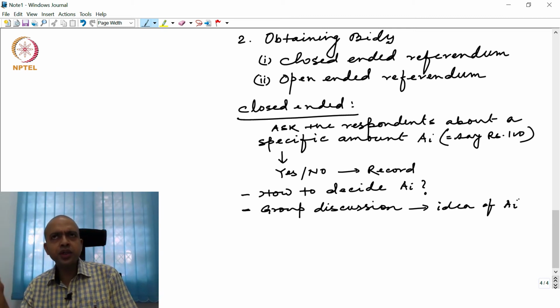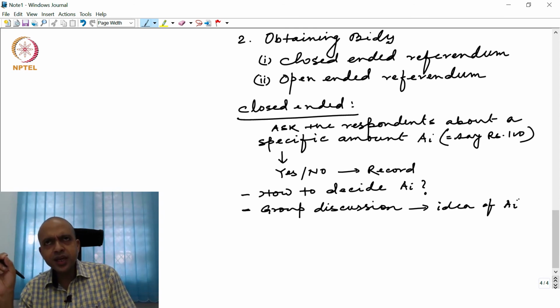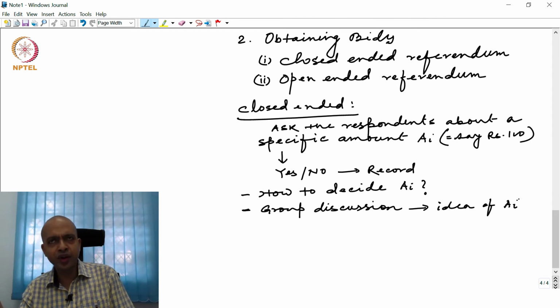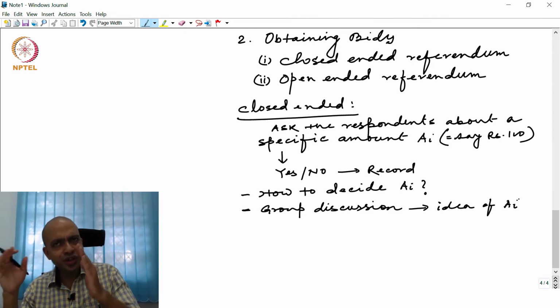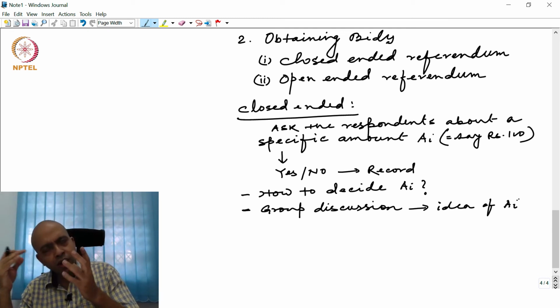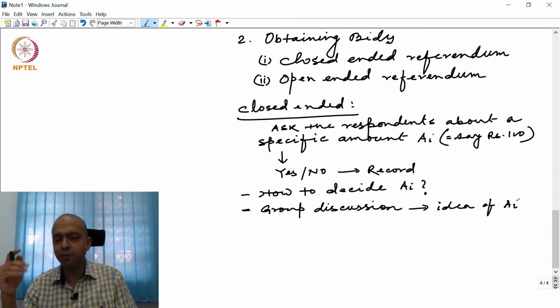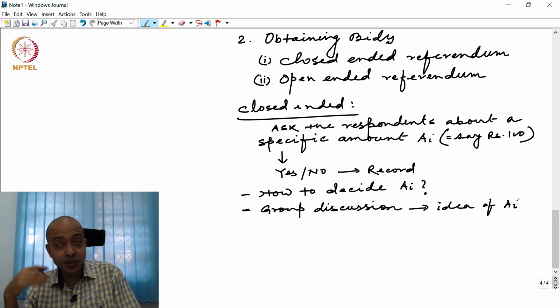Okay, we will be thinking, should we ask to pay 100 rupees for this water, should we pay 150 rupees? So sometimes this bid is also decided based on how much people are paying in general per liter of water when they are buying it from the market. Whatever, when we discuss with the people, then some idea will definitely come up about the specific amount we are going to ask.